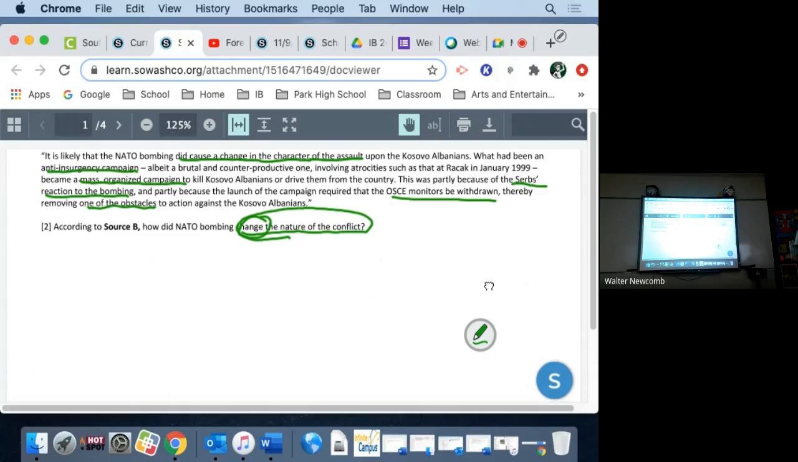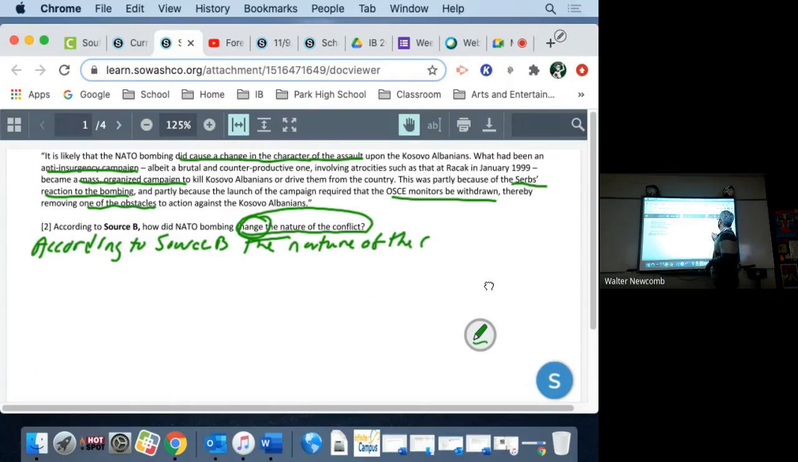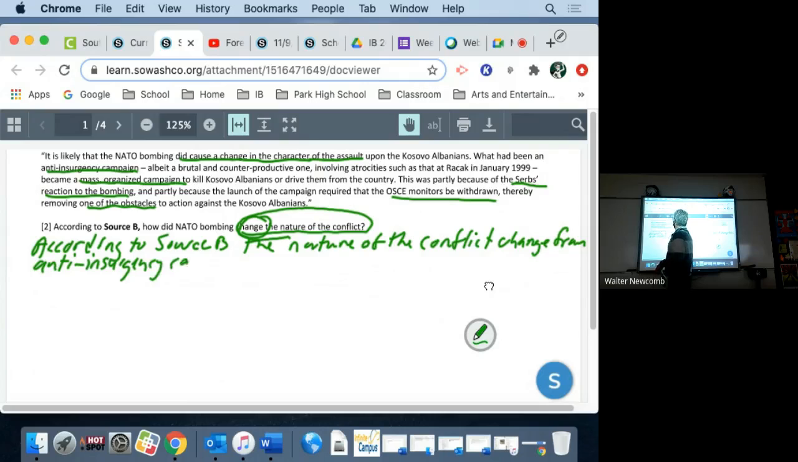Conflict became a mass organized campaign. Okay, so according to source B, the nature of conflict changed from what we got here, anti-insurgency campaign. Those are fancy words. To a mass organized campaign.